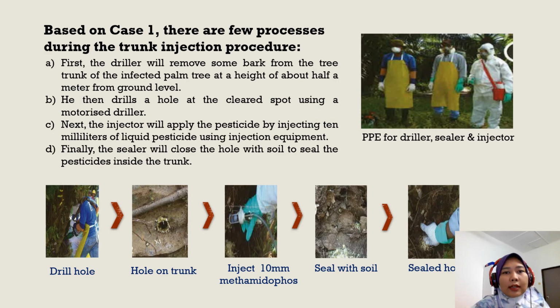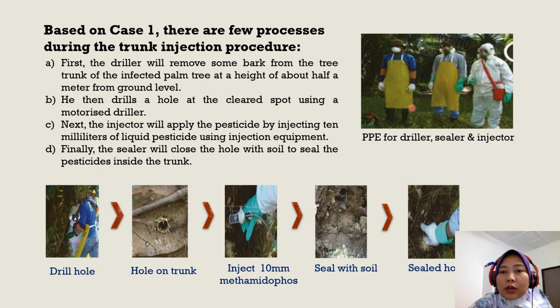Based on case 1, there are a few processes during the trunk injection procedure. First, the driller will remove bark from the oil palm tree around half a meter from the ground level. And then, using a motorized drill, he will drill a hole in the clean area. So this is the hole. And then the injector will inject 10 millilitres of monocrotophos. And finally, the sealer will seal the hole with soil. So this is the sealed hole.